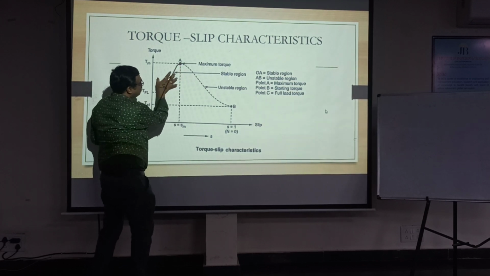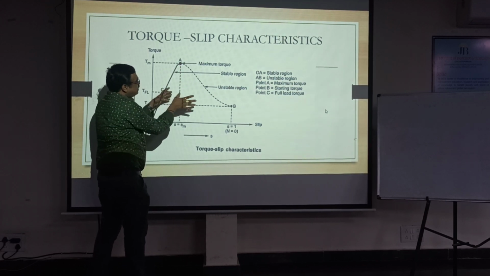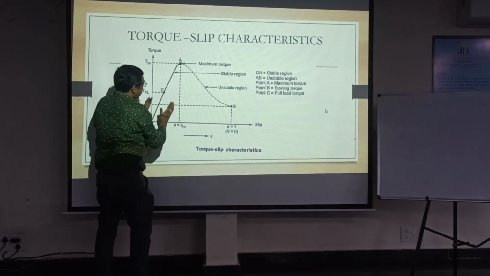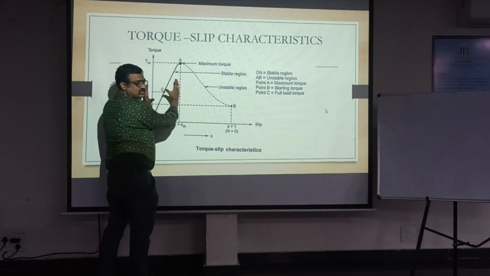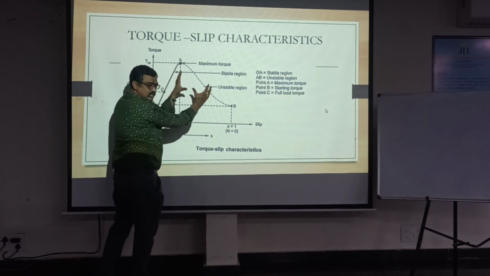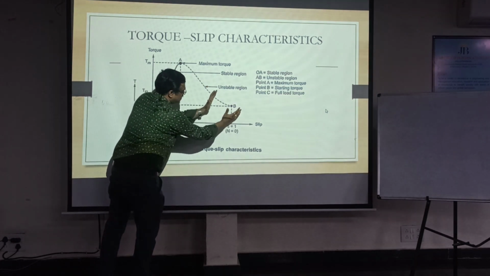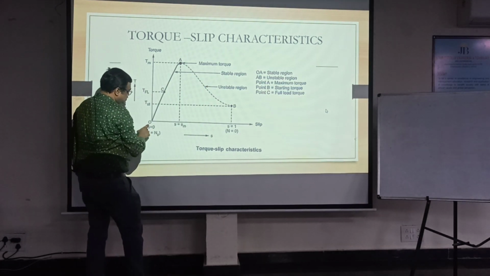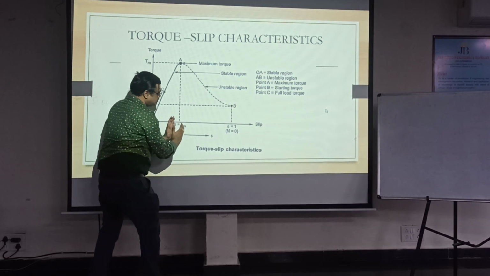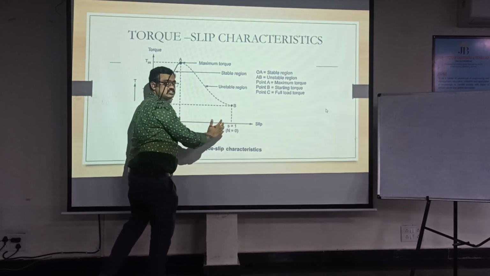That means if we are overloaded, the machine is thrown from the stable region into the unstable region. That's why we have to operate the three-phase induction machine only in this part. If we increase the load, it will go to the unstable region and come to a stop. That's why S equal to Sm divides the stable region, and Sm to S equal to 1 is the unstable region.